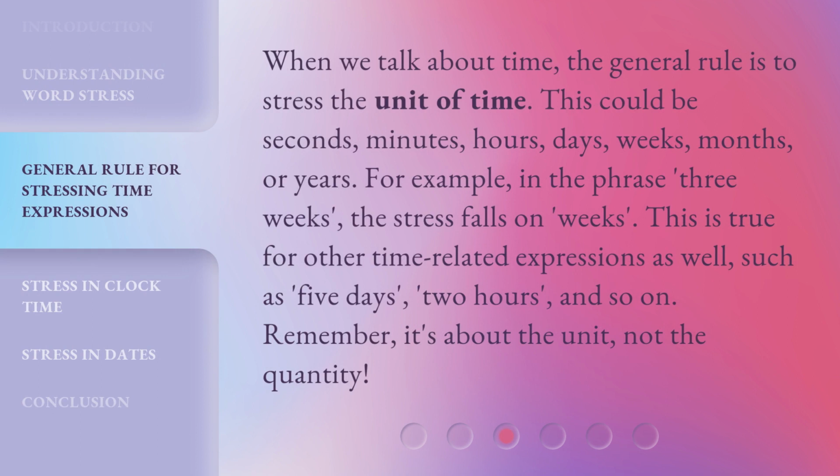When we talk about time, the general rule is to stress the unit of time. This could be seconds, minutes, hours, days, weeks, months, or years. For example, in the phrase, 3 weeks, the stress falls on weeks. This is true for other time-related expressions as well, such as 5 days, 2 hours, and so on. Remember, it's about the unit, not the quantity.